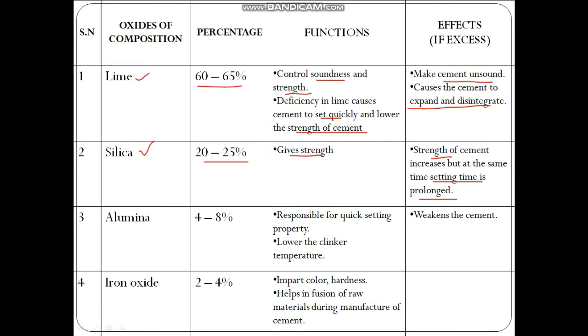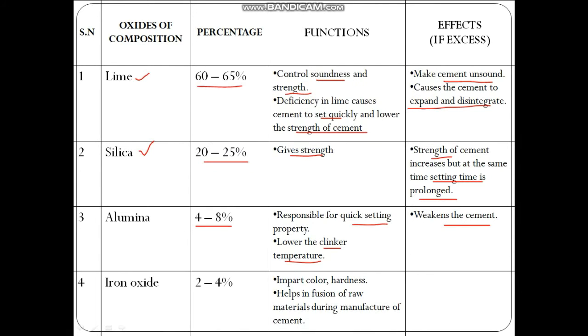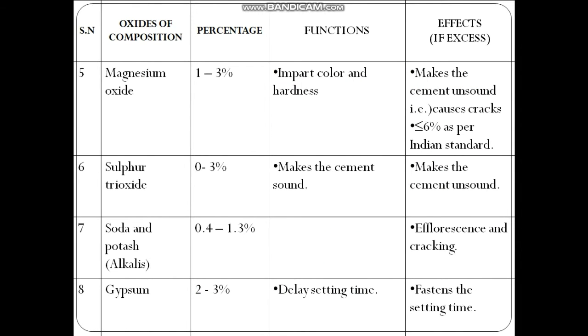Alumina. Alumina should be in the range of 4 to 8%, and it is responsible for the quick setting property, and it also lowers the clinker temperature. If it is present in excess, it weakens the cement. Iron oxide. Iron oxide should be in the range of 2 to 4%. It imparts color, hardness, and also helps in fusion of raw materials during manufacturing of cement.